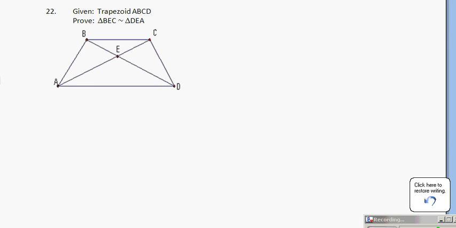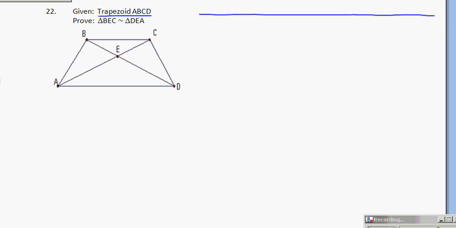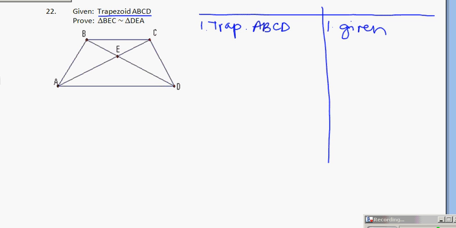Now I'm going to go ahead and go down to 22 and work 22 for you. Now this one is going to go back to our quadrilateral chapter. If I am given a trapezoid, how and why does that help us? Well, trapezoids were defined as having one pair of parallel sides. So I'm going to go ahead and say that BC is parallel to AD by definition of trapezoid, because they wouldn't give me information if I didn't need it.